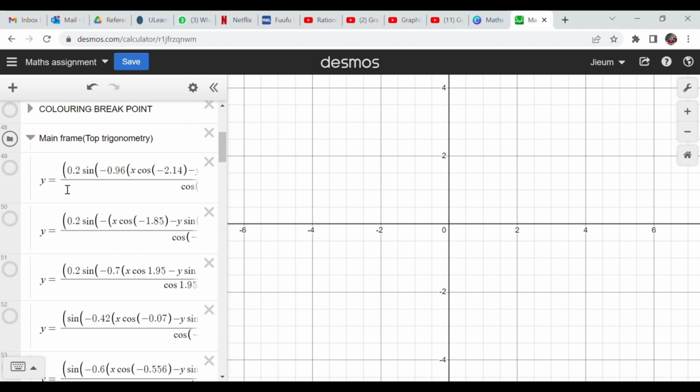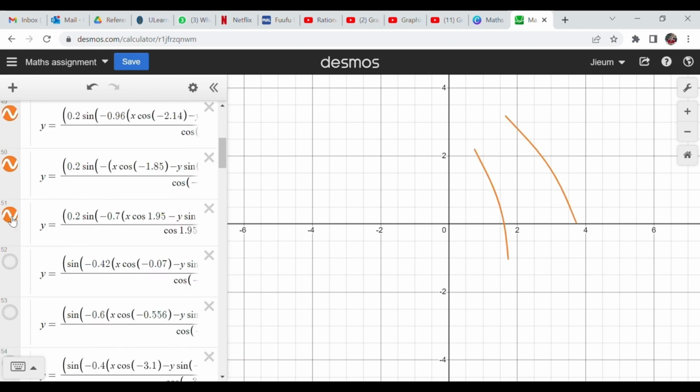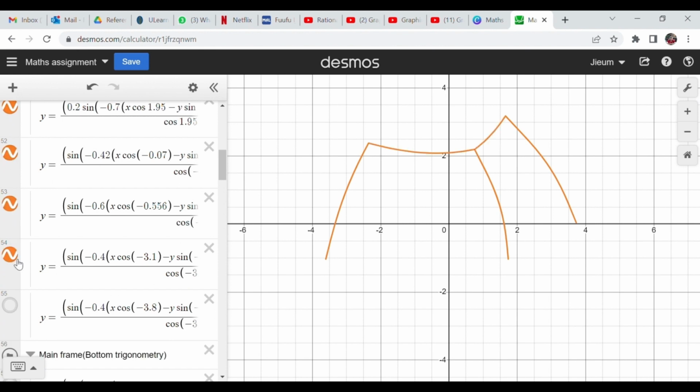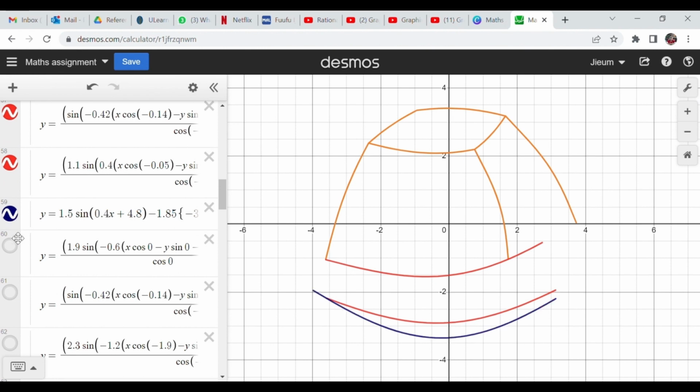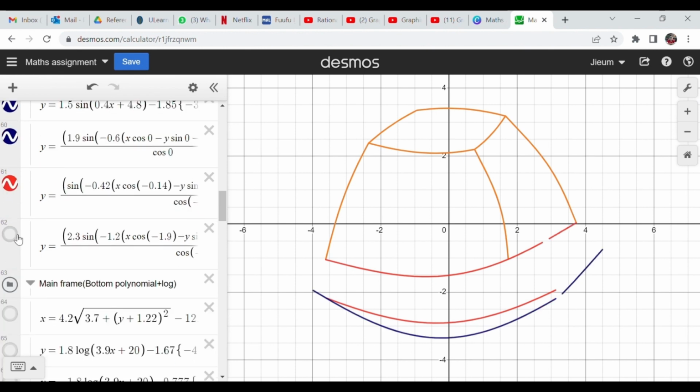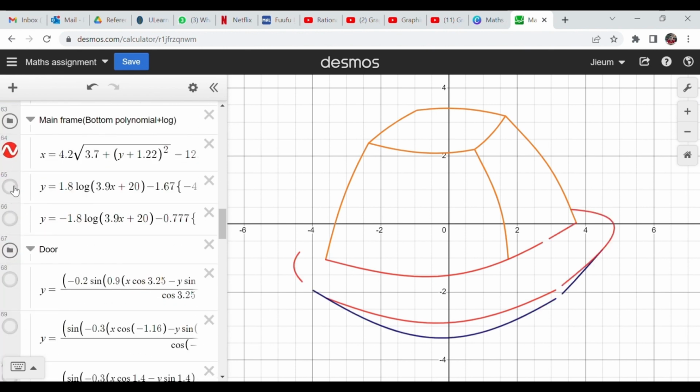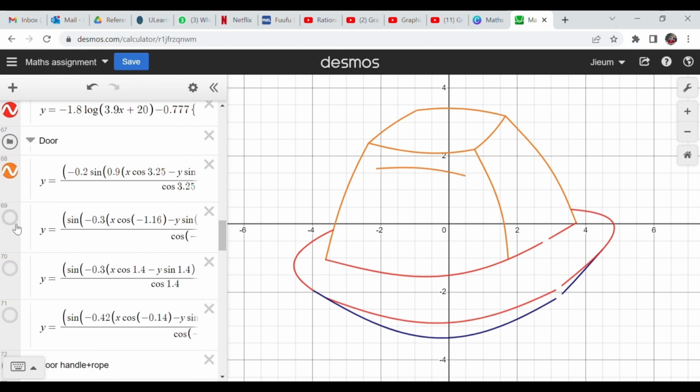Alright, to start off, we are going to start by plotting the functions for the main frame. For the top half, we use all trigonometric functions, while for the bottom half, we use a combination of trigonometric functions, logarithmic functions, and polynomial functions. Then for the door, we use 4 trigonometric functions since they are all curves.